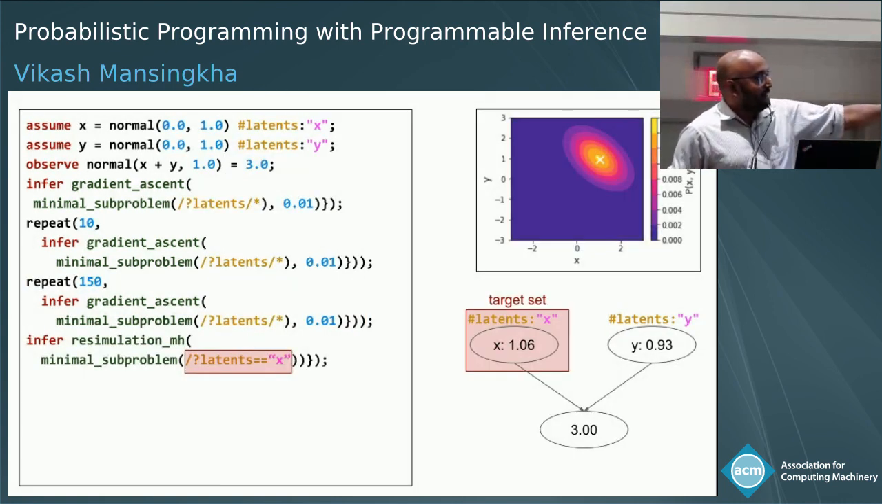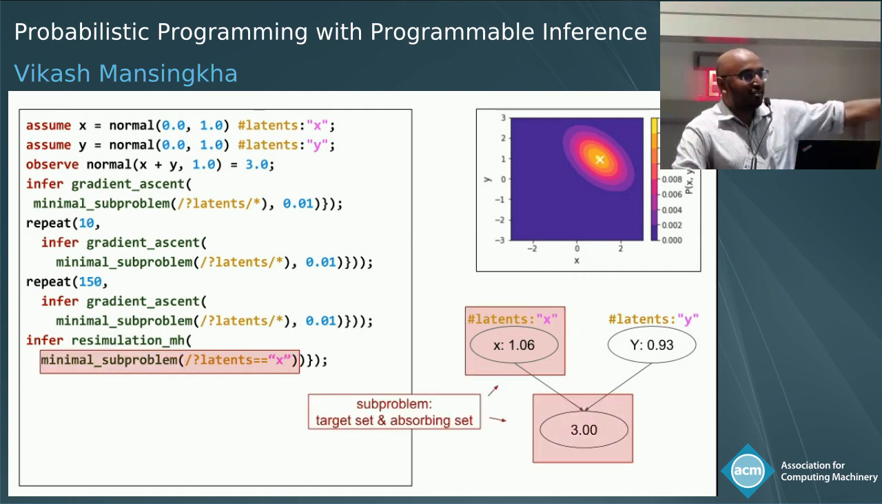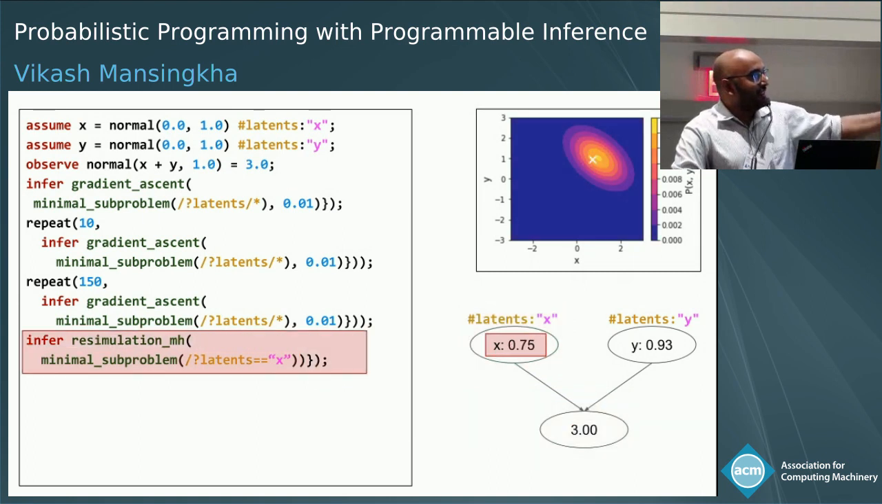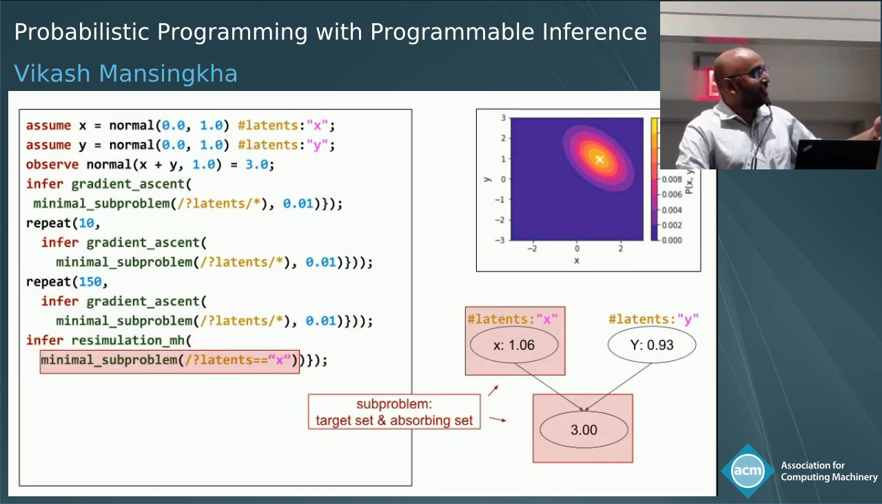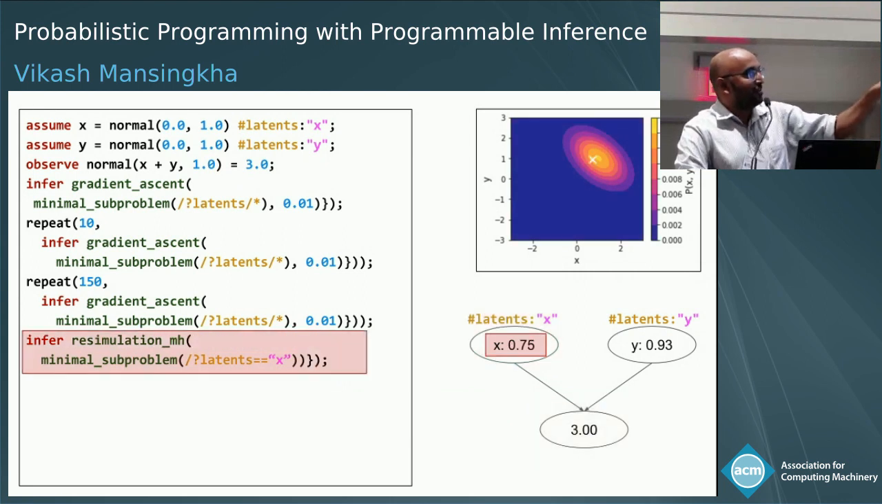Now here's another instruction, where now I'm just going to grab the x variable. So here I'm searching for where the value of the tag under latents is equal to x. And I'm going to make a subproblem of that. So if x changes, I still have to consider its influence on the data. And then I can run this resimulation Metropolis Hastings operator, which effectively reruns a fragment of the program that's bounded by that subproblem, and then uses this particular rule that has a nice asymptotic soundness property to decide whether to accept or reject that change. And so it shifted that trace a little bit to the right.